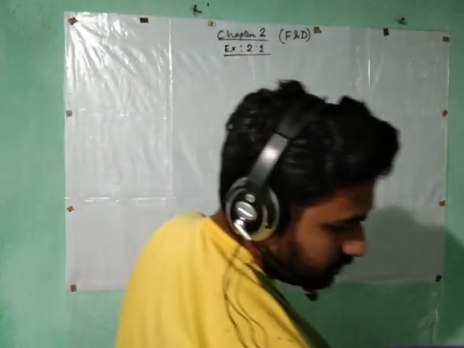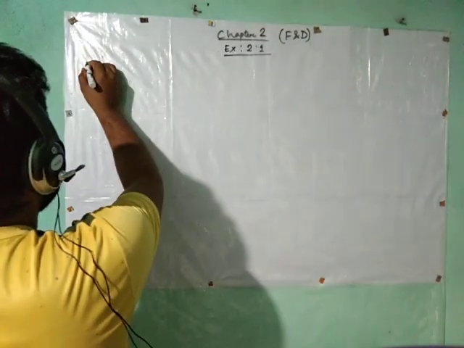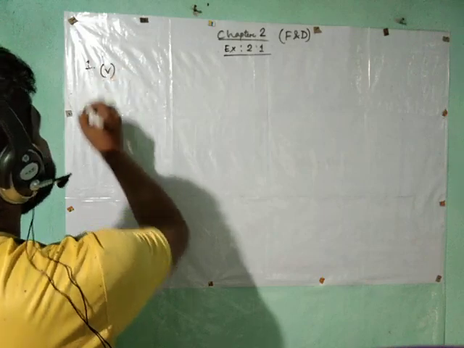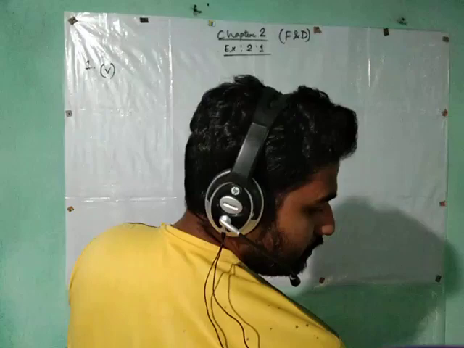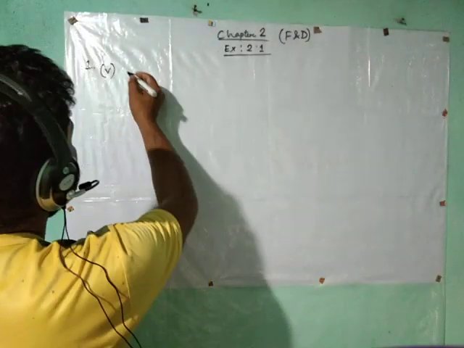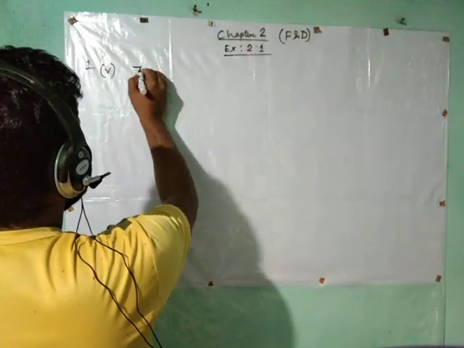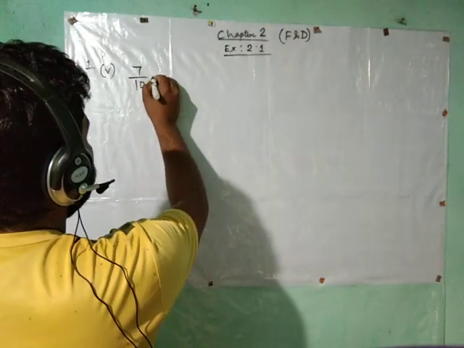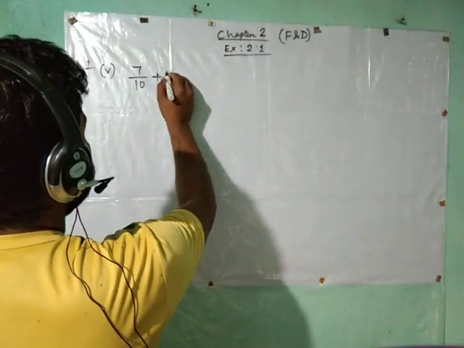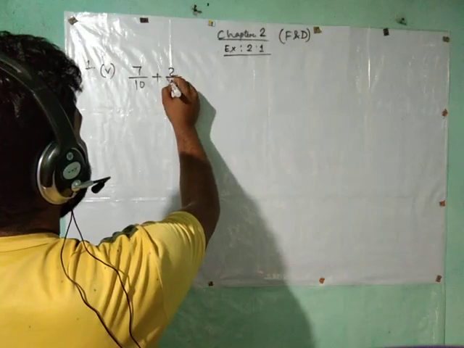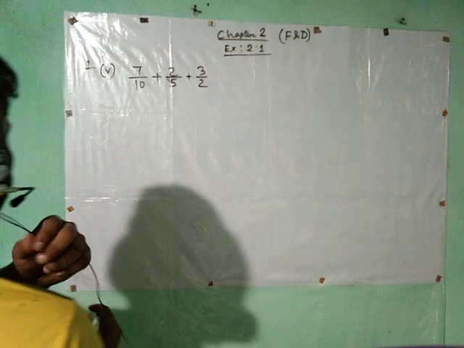I will do some questions, and this time I will show you slowly. Suppose question number 15. You take out your PDFs first, and then you will understand. The question was, solve 7 by 10 plus 2 by 5 plus 3 by 2. This was the question. Now how will you solve it?